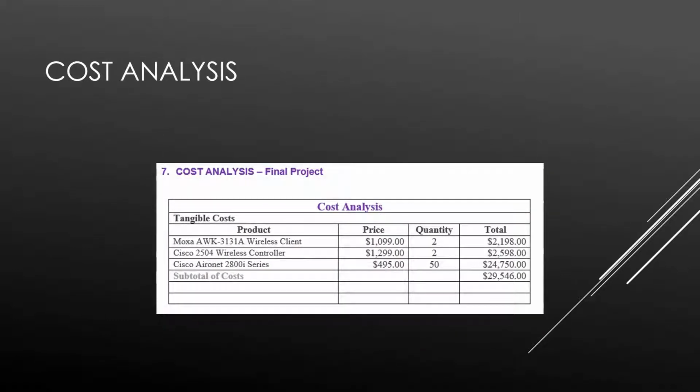Cost analysis, and this is one of the main things for the business aspect of it, you want to know how much things cost, and this just breaks it down in a nice little neat format. So the estimation was right about $30,000, and this actually runs out to about $29,546.